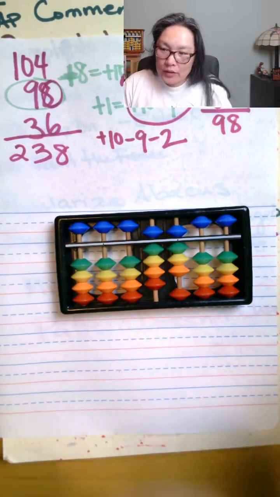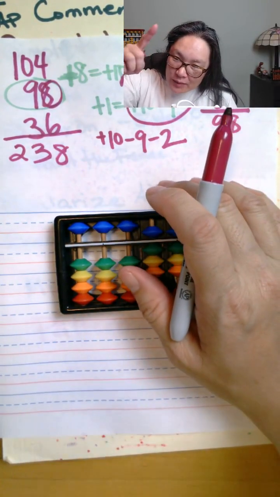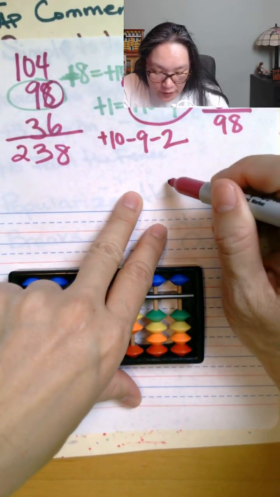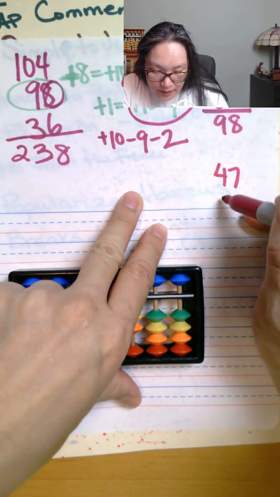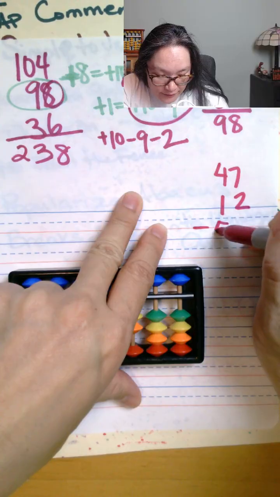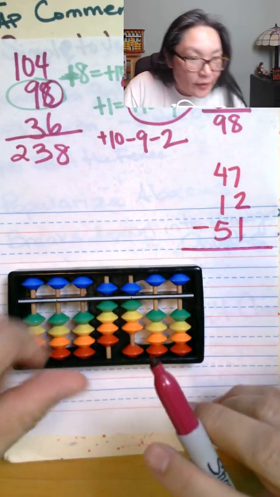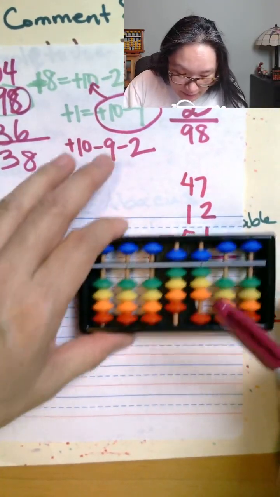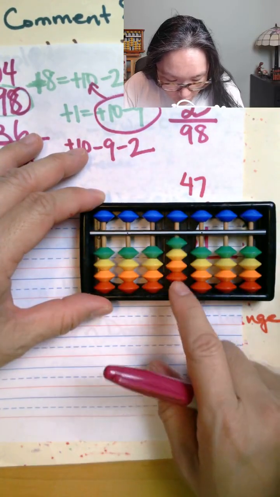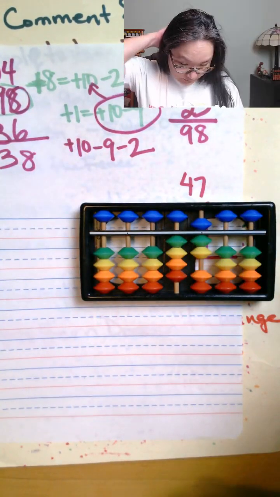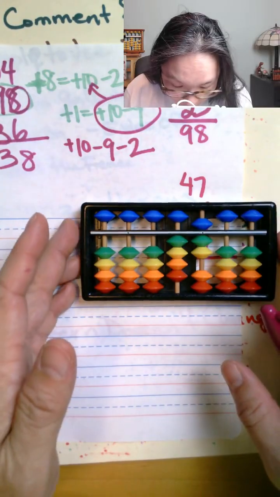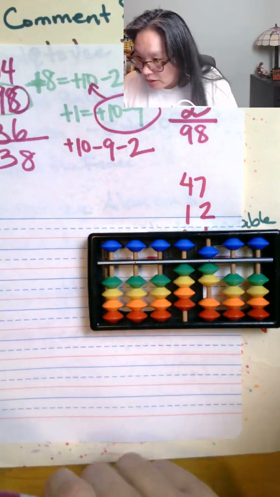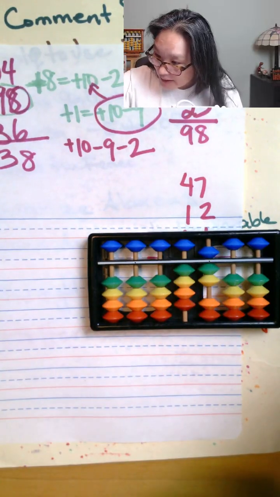Okay, here, we're going to... You know what? I will take your number 5, and we're going to do it. So this is the question. 47 plus 12 minus 51. Okay? So what are we going to do? We're going to add 47. Then we add 20, we add 12. 1 and 2. Okay, this is a formula that we need to memorize.